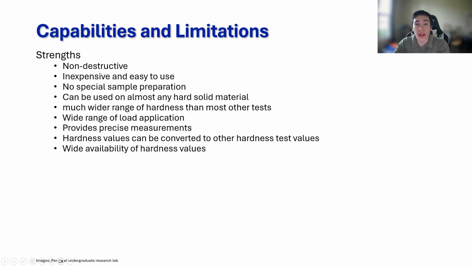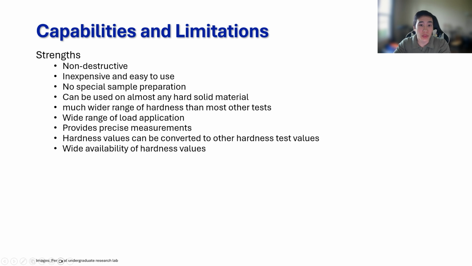Vickers is a great and versatile indentation test, being non-destructive, inexpensive, and easy to use compared to many other characterization techniques we use as material scientists. For general purposes, there are no special sample preparations, vacuums, temperatures, or conductivity requirements needed, and nearly any hard solid material can be tested. The range of values it can offer is quite wide, more encompassing than most of the other tests, and it can accommodate these with a wide range of applicable loads.